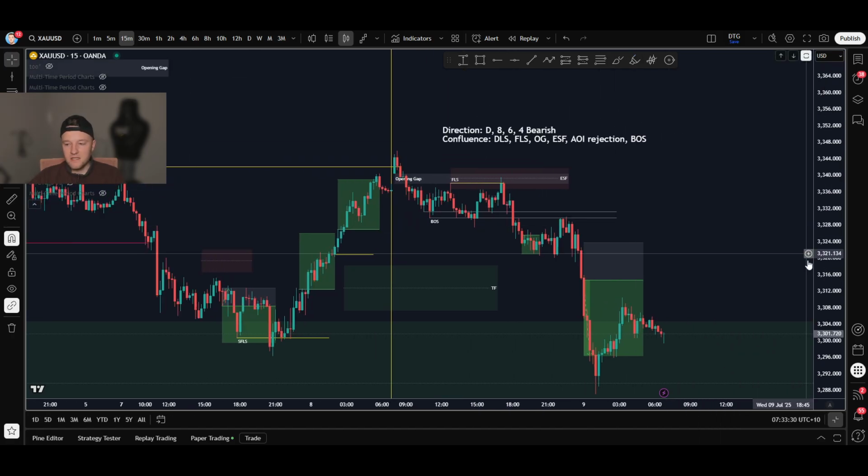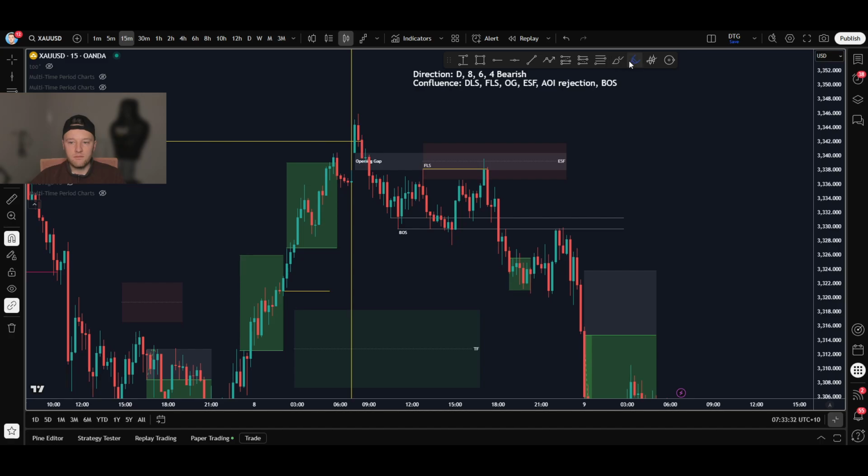Look at the rejection of this level, man. Three levels combining right here: ESF, FLS, opening gap. Came back, grabbed that bearish liquidity. The yellow level is bearish liquidity. Tapped into the mid range of my ESF level. As you can see, this white dotted line in here literally tapped in there to the absolute T. The precision is unmatched. The levels are unmatched.